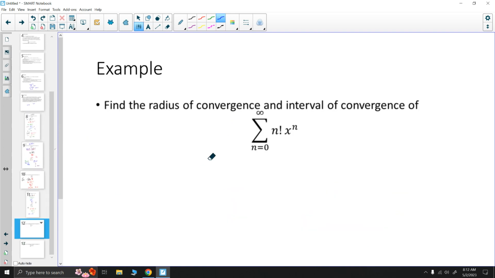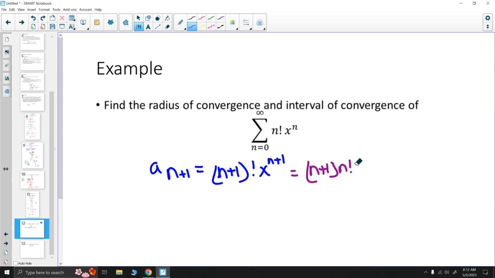Okay, let's try another one. Find the radius of convergence and interval of convergence on this: the sum n equals 0 to infinity of n factorial x to the n. Okay, so again, a sub n plus 1 is equal to n plus 1 factorial x to the n plus 1, which I'm going to write as n plus 1 times n factorial times x to the n times x. I'm splitting it up because I know I'm going to be dividing it by n factorial x to the n.